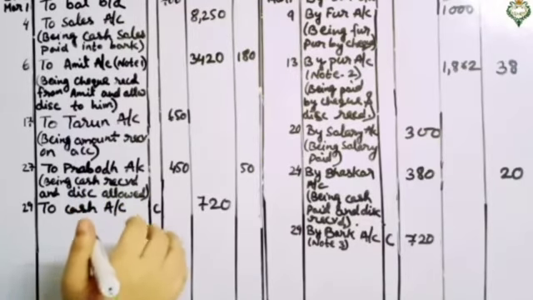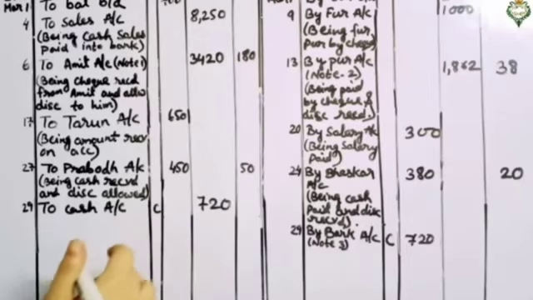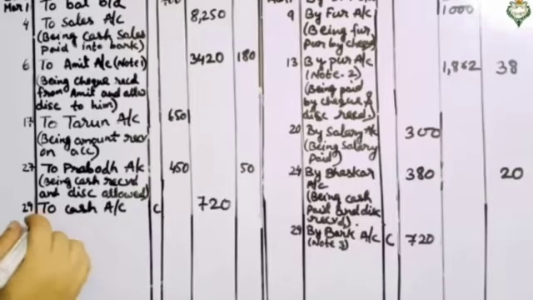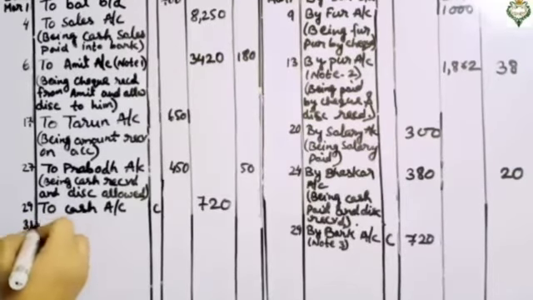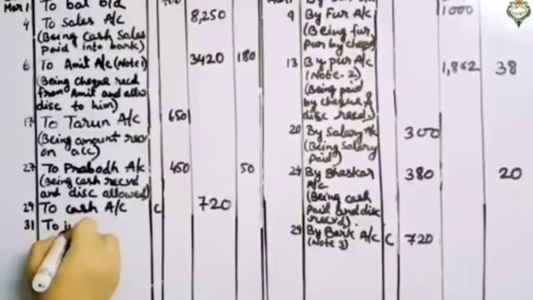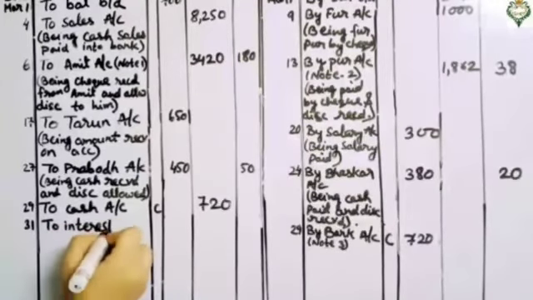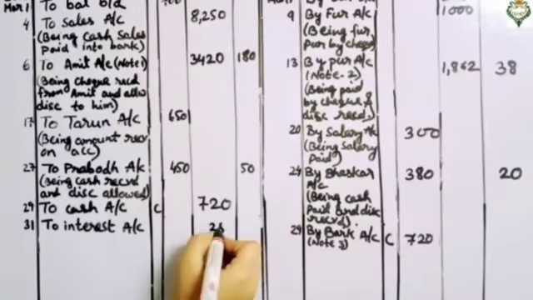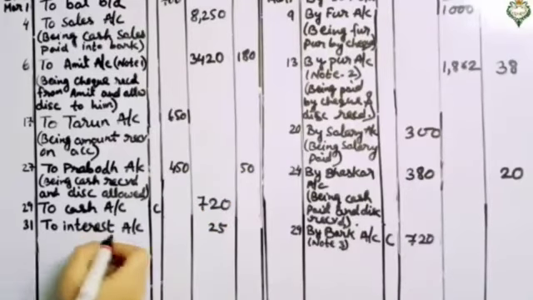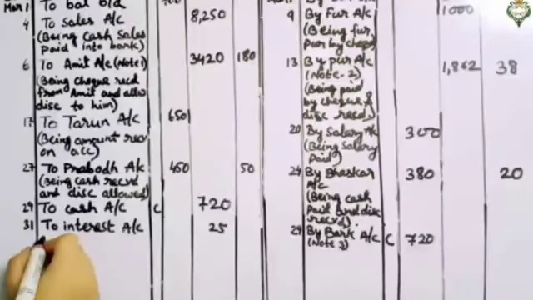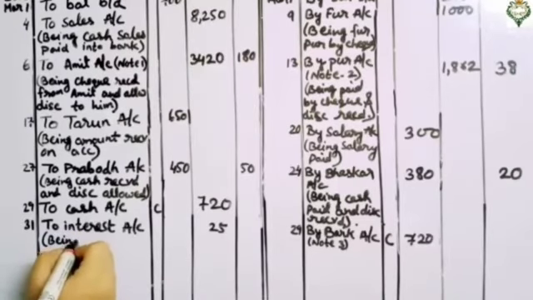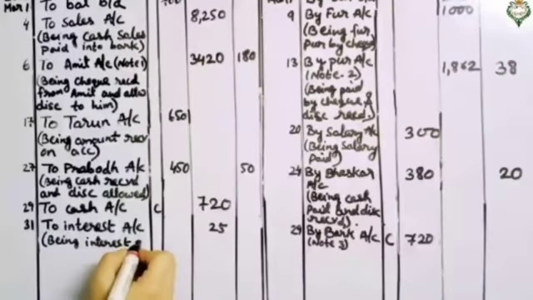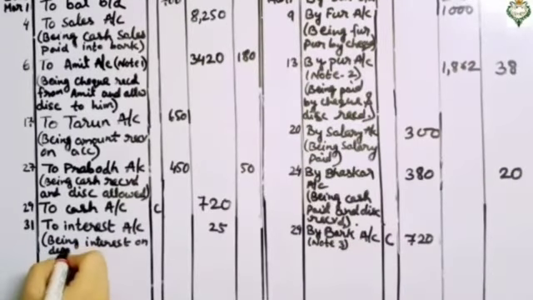It is saying bank allowed interest on deposit. So we have got interest from the bank, so the amount is coming into the business, so we have to record in the debit side by writing to interest account. The amount is 25, that we have to write in the bank column because we are getting the interest on bank account. And write the narration being interest on deposit received.